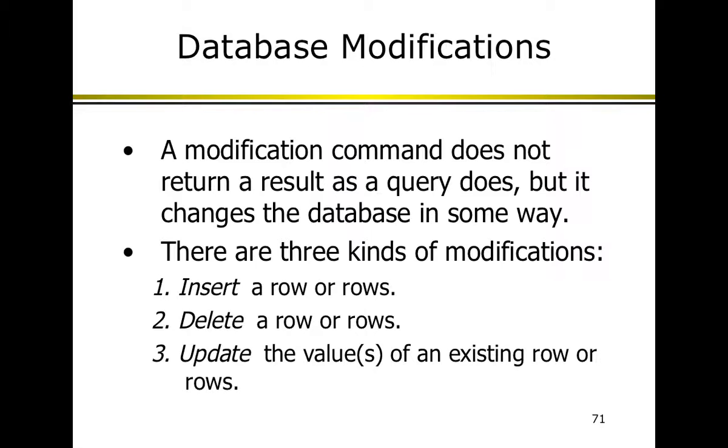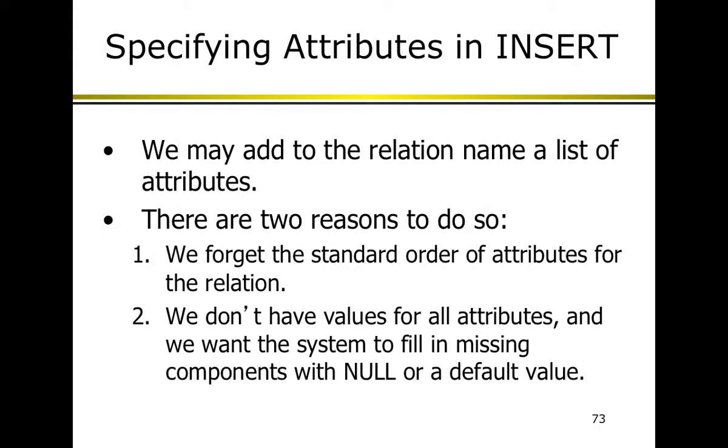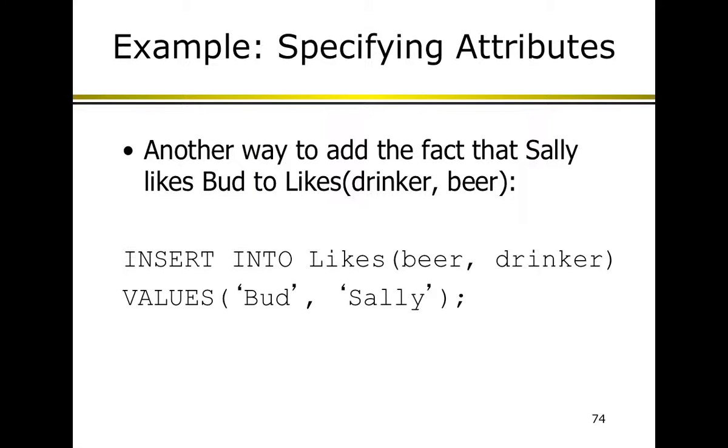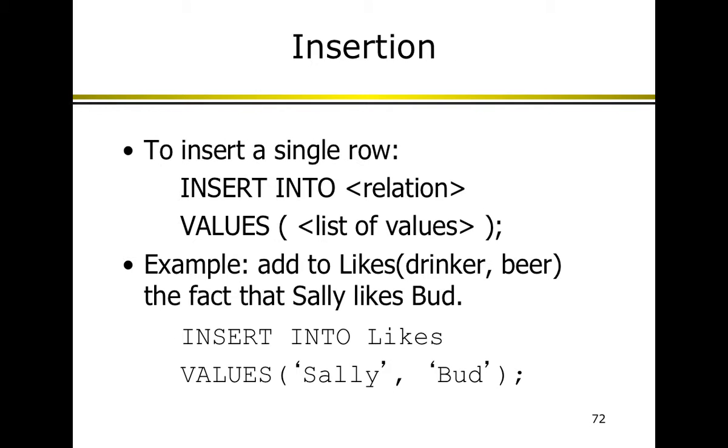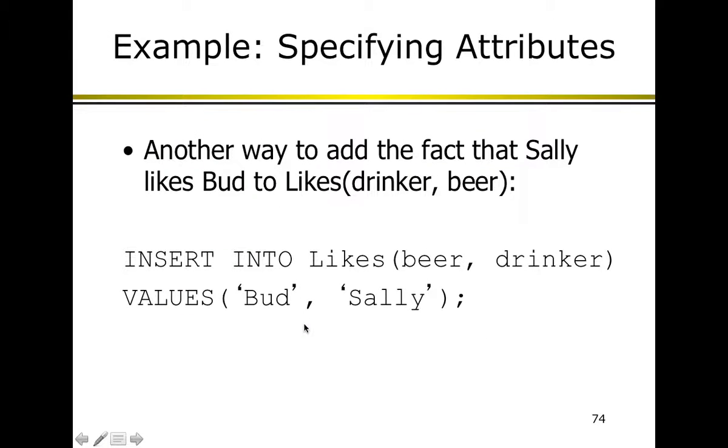Database modifications. So insert, delete, and update. On the insert, we insert into likes, values Sally and Bud, or we can specify the attributes. This is what you're probably going to end up doing. Now instead of select, all the queries we've seen so far started out with select. Now we have a group of queries that start out with insert, delete, and update. These are simple compared to the select queries that we just looked at. These are like no-brainers actually. Once we create the table, we're going to want to insert stuff into the table. And this will come to light when we start populating tables.